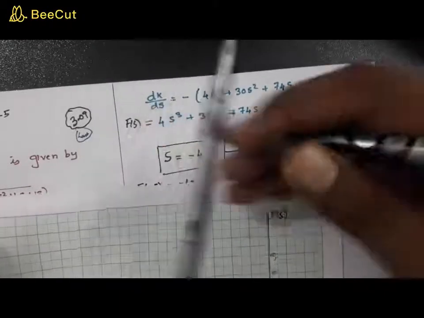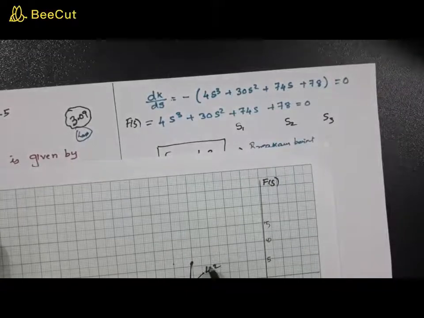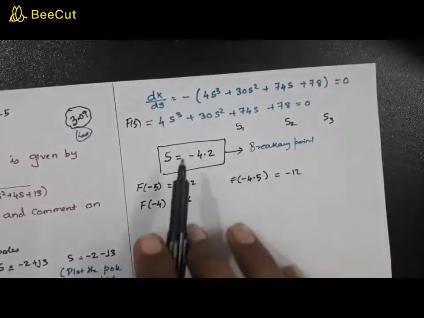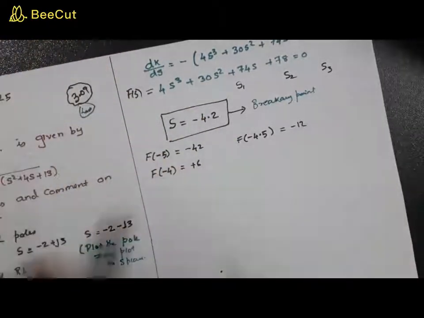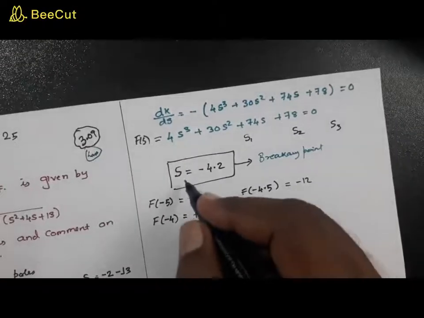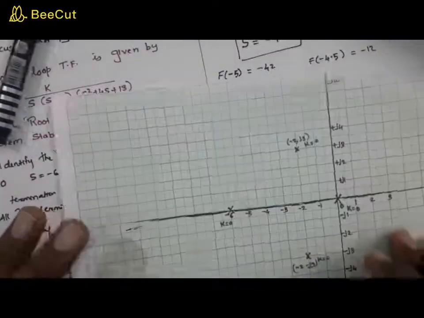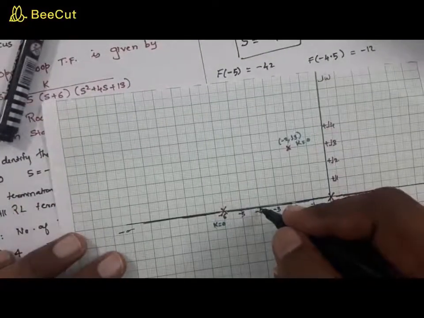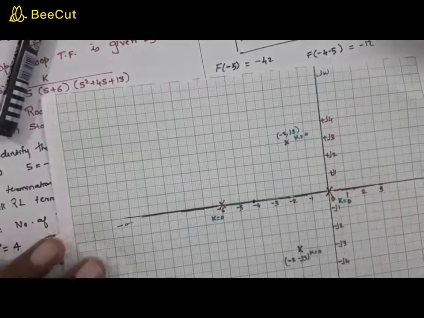So f of s, somewhere or other you need to equate this f of s to 0. So this is one of the points at which this characteristic equation or this condition gets satisfied, that is dk by ds becomes equal to 0 at s equal to minus 4.2. So coming back to our graph, this must be your breakaway point.